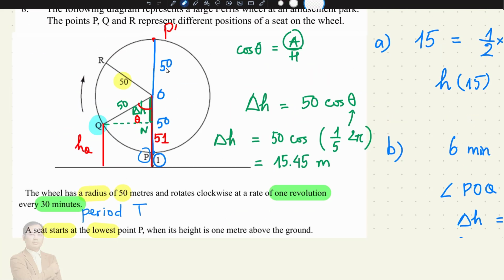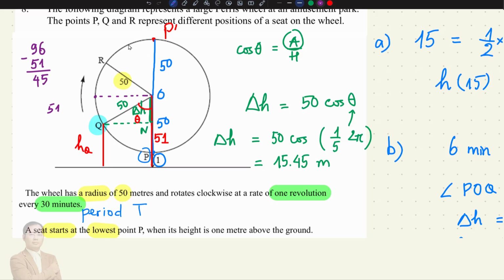We need to find the first time the height is 96 meters. We know that when the point P, the seat that we are sitting in, the cabin, goes up to the same level as the center, the height of this point above the ground is 51 meters. Therefore, we need a further amount to achieve 96. I'm calculating the difference: 96 minus 51. This is 45.